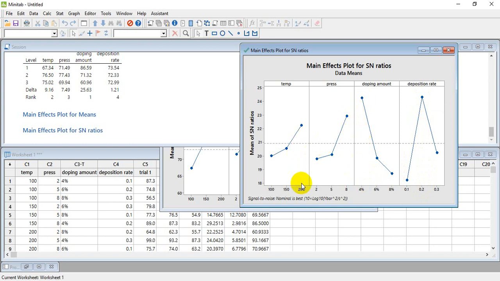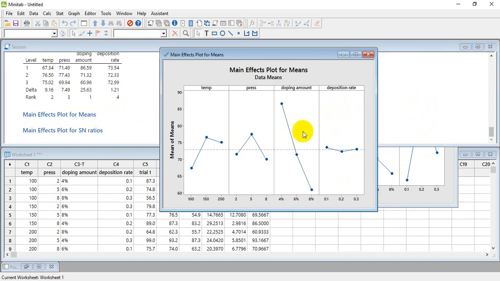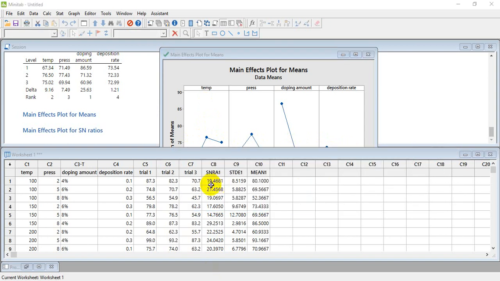So the optimum is temperature 200, pressure 8 psi, doping amount 4%, deposition rate 0.2 milligram per second. From here, doping amount is ranked 1, rank 2 is temperature, 3 pressure, and 4 deposition rate. As we see here, the signal to noise ratio for run 1 is 19.47. The mean is 80.1.